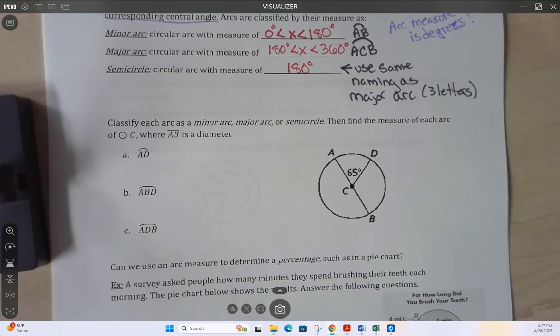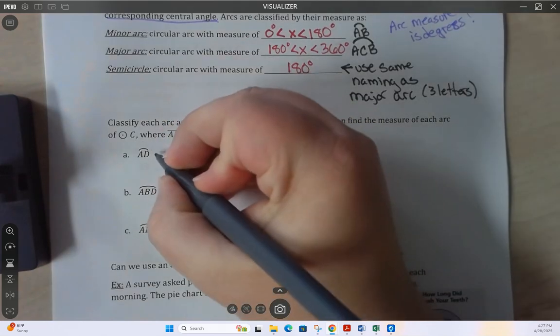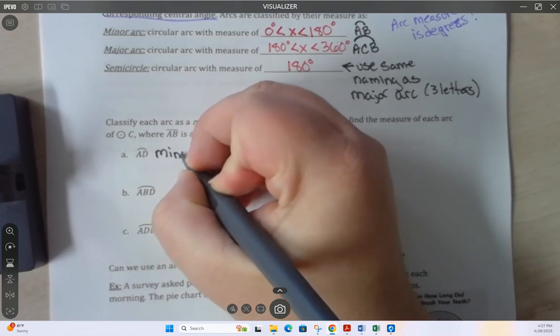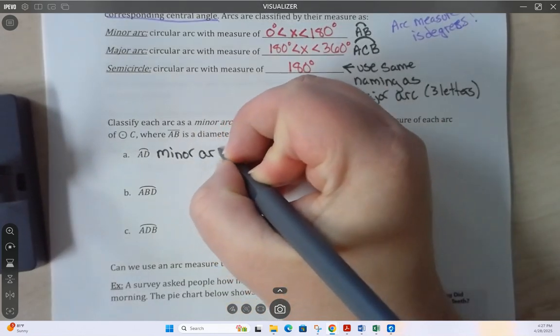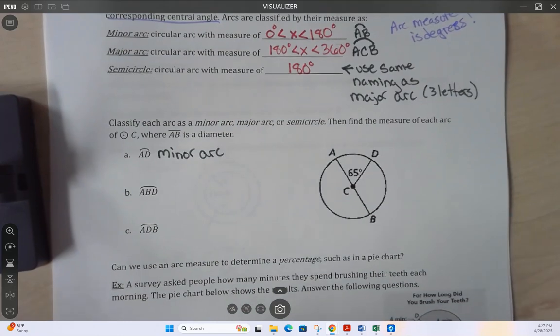Now, AD, 2 letters. 2 letters tells me right away this is a minor arc. If the other 2 are both 3 letters, I can't jump right into major or semicircle until I take a deeper look. But I can start anytime there's 2 letters and say that is minor. I know that's minor and I'm good to go.